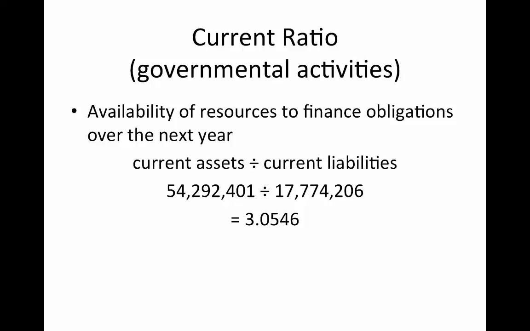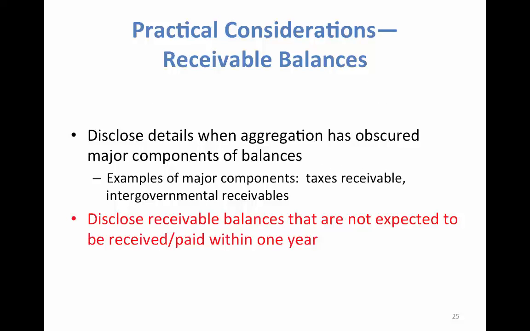the ratio comes out to 3.05. So they've got 3 times more current assets than they're facing current liabilities as of the date of these financial statements. That's a fairly healthy ratio. They've got 3 times as much near-term resources as they need in order to deal with their existing near-term liabilities, those that are going to come due in the next year.